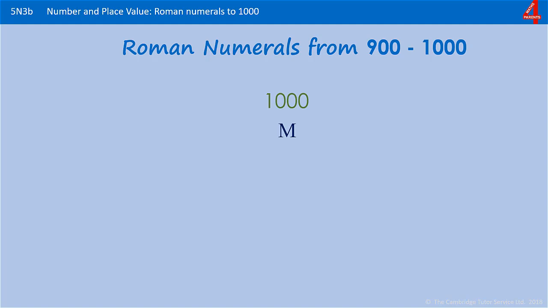1000 is M. What do you think 900 will be, using the pattern that we followed so far? 900 is 100 less than 1000, so that will be CM. Here's 2 more for you to try. Pause the video, have a go.